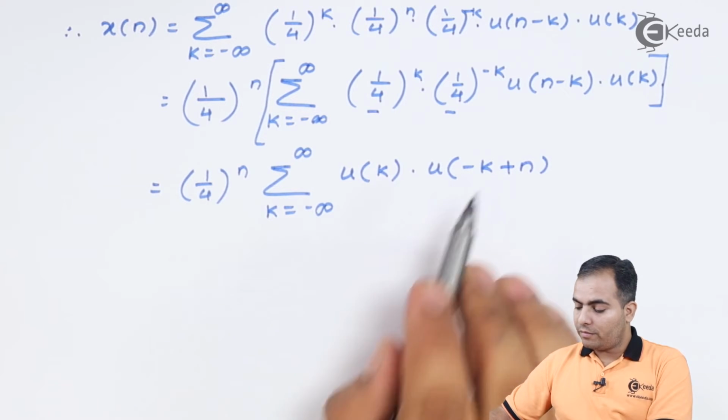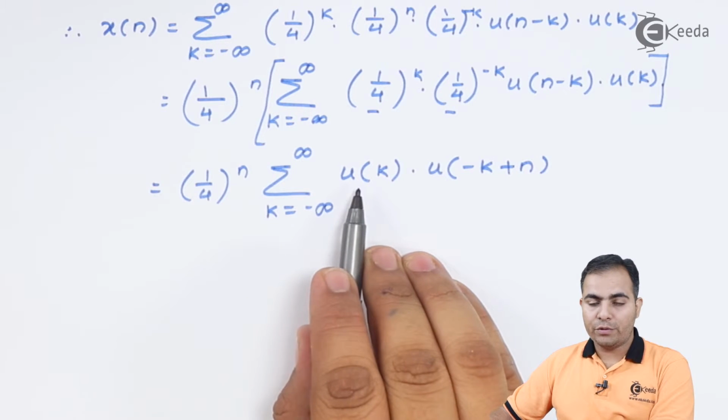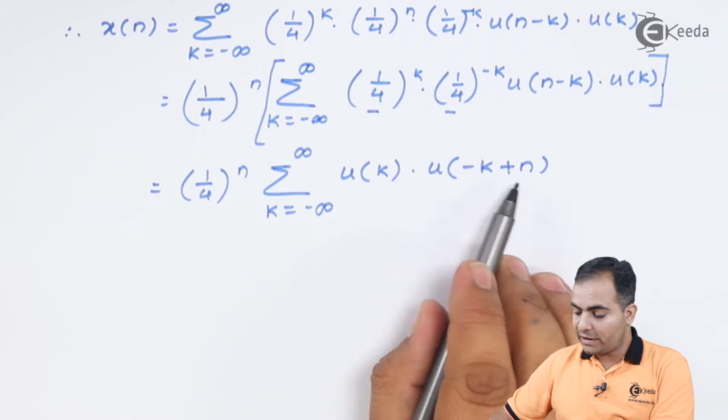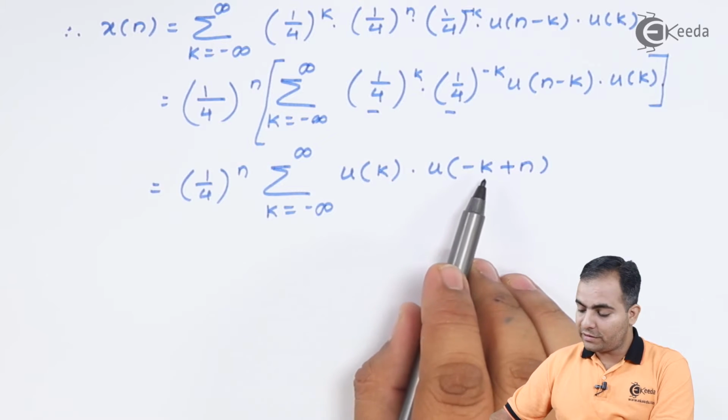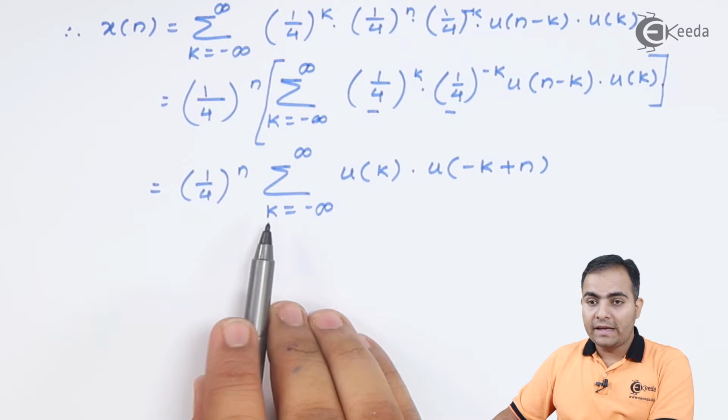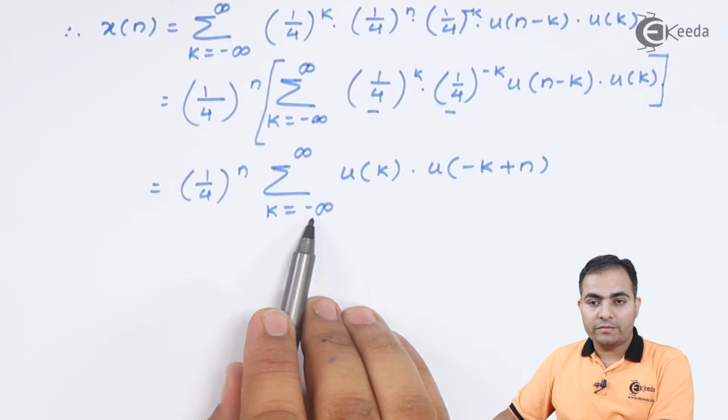Now I will draw both these graphs. First of all, I will draw u of k, and then later on I will add some advance value, that is plus n, and then I will take the mirror image. After plotting both these graphs, we'll multiply both of them so that you will get the summation k value.